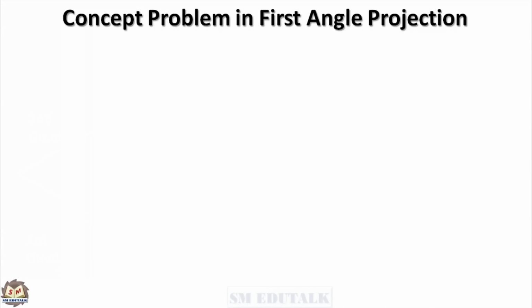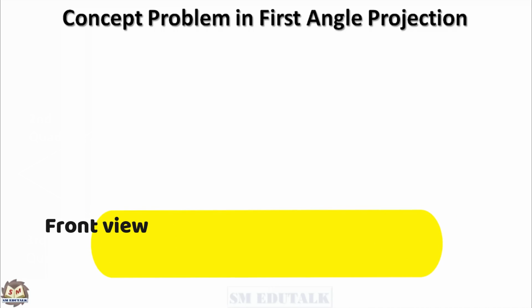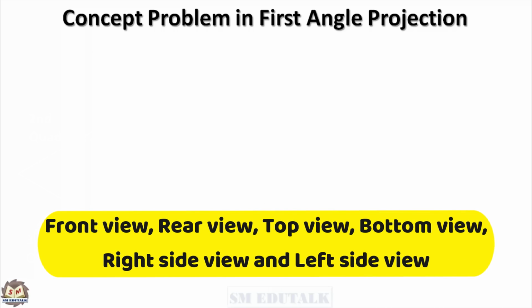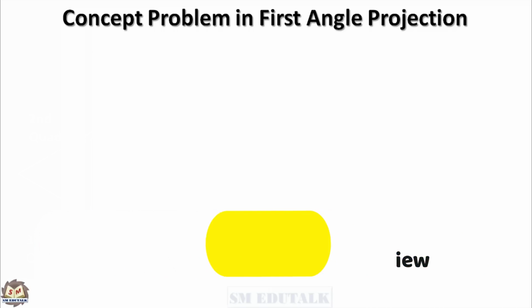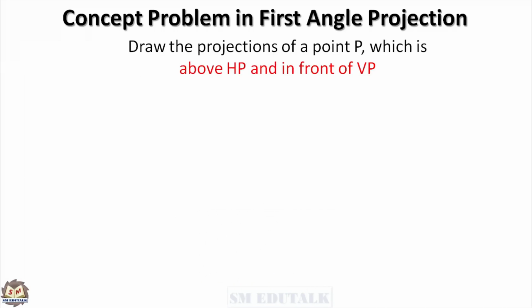In this chapter, usually the position of a point is given and you are asked to draw its projections, that is, its multiple views. Though there are many views such as front view, rear view, top view, bottom view, right side view and left side view, it is sufficient to draw only front view and top view. Let us see a concept problem having no dimensions with a detailed drawing procedure. Draw the projections of a point P which is above HP and in front of VP. We have to draw the front view and top view of the given point.